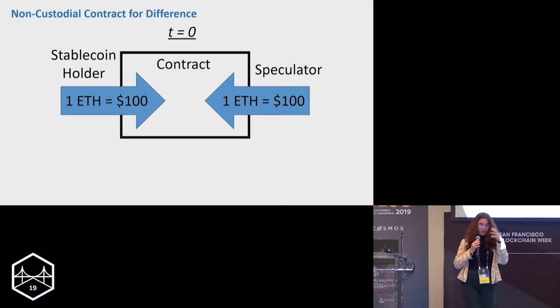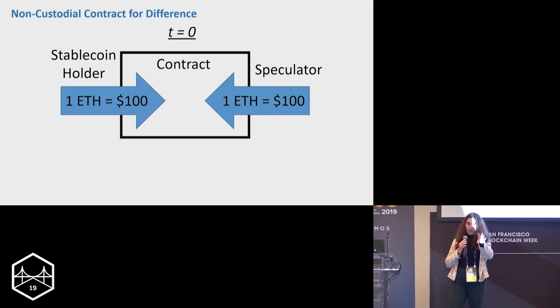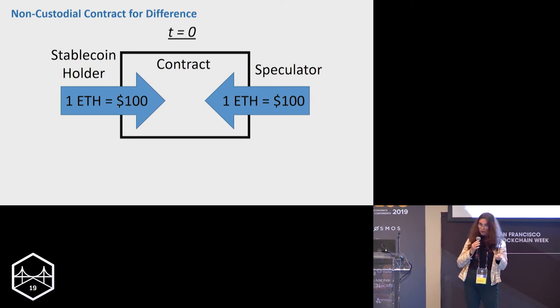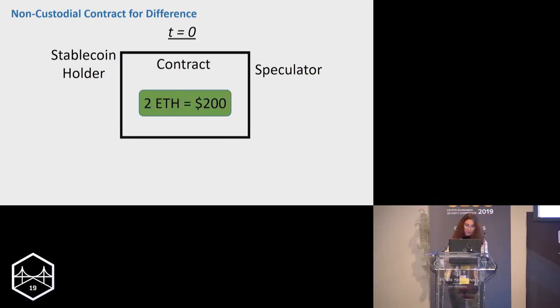For those of us who are used to balance sheets and thinking in these terms, you can think about the speculator as an equity holder. The equity holder gets the upside and downside depending on what happens to the risky asset, whereas the stablecoin holder is like a bond holder. So unless all the equity is exhausted, they will not be affected. They will still hold $100 worth of their ETH at contract termination.